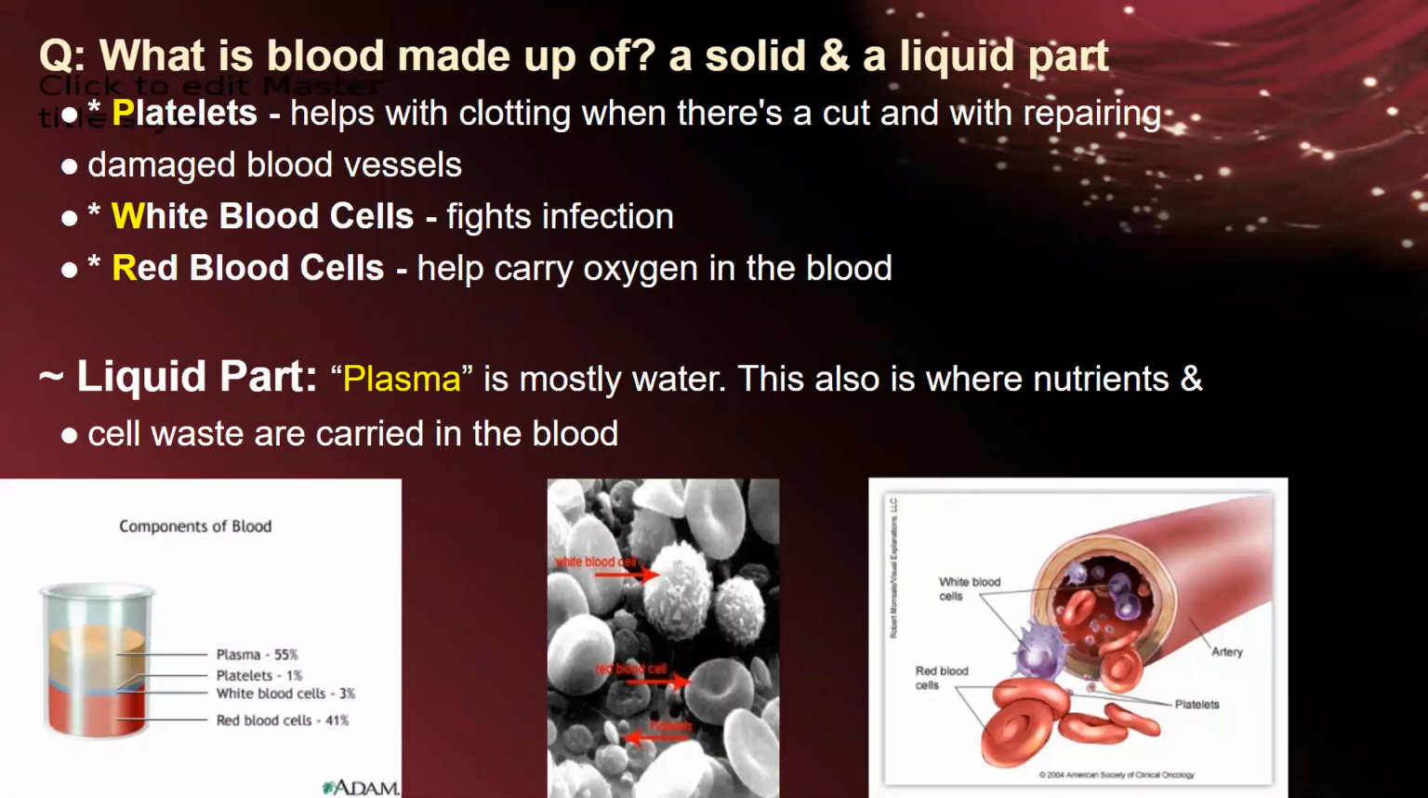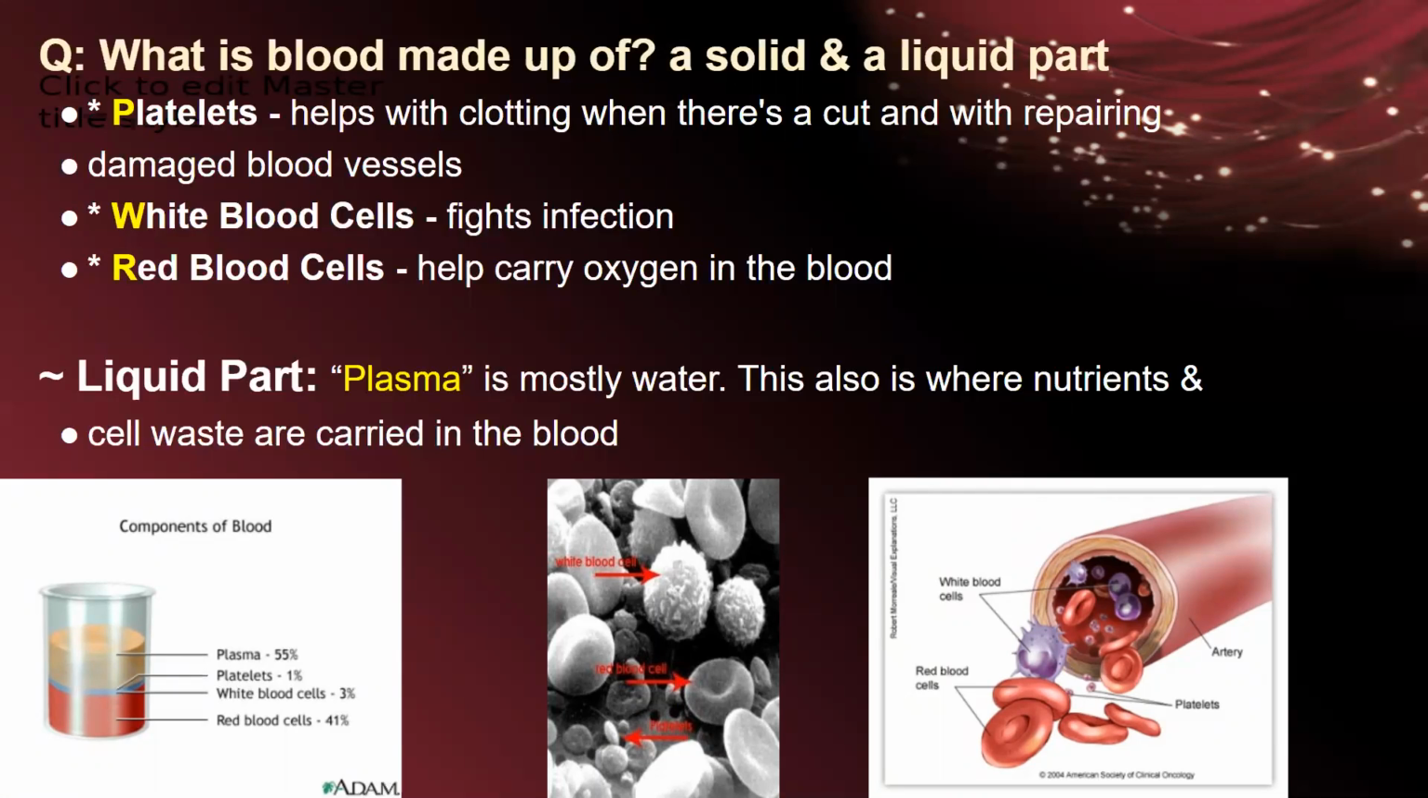So blood is made up of a solid part and a liquid part. You have platelets in your blood that help with clotting. So if you get cut or you get a scrape and it eventually stops bleeding, those platelets help it to stop bleeding. You have white blood cells that help fight off infection, and your red blood cells carry oxygen in the blood. Your liquid part of your blood is called plasma, and this is mostly water. This is where your nutrients and the cell waste are carried in the blood.